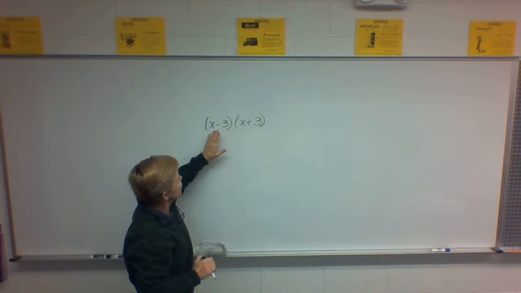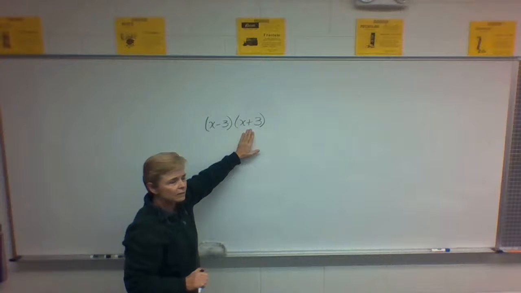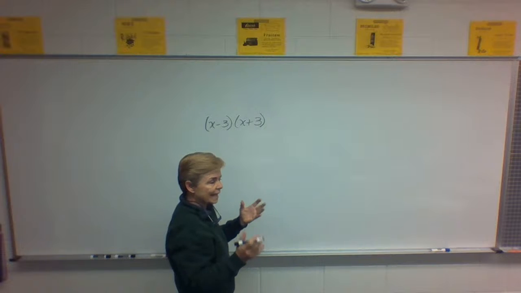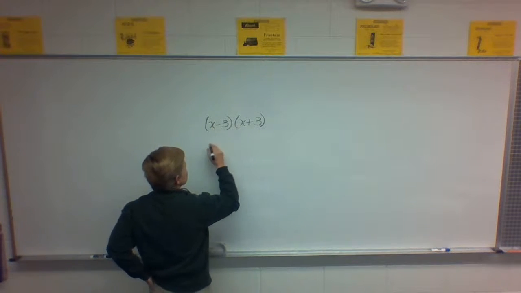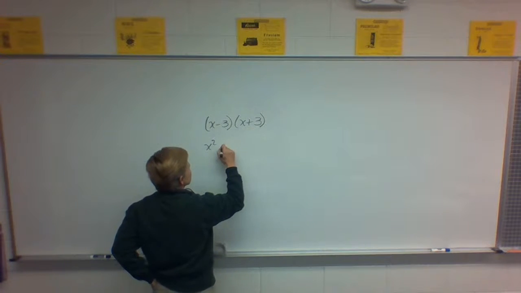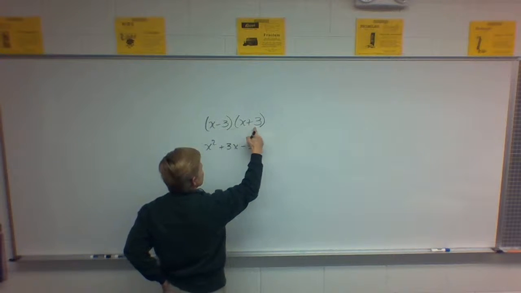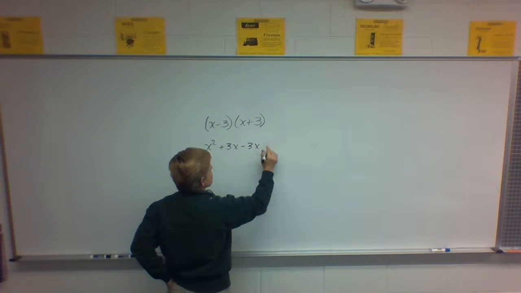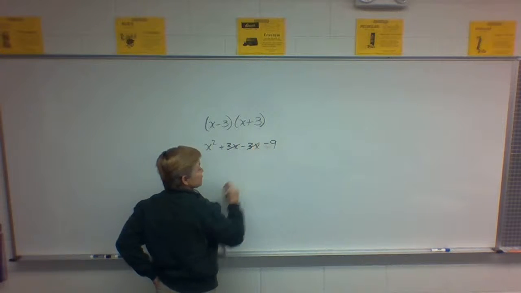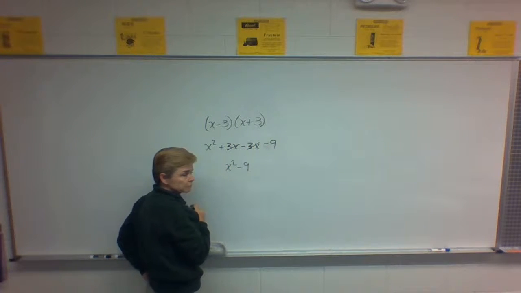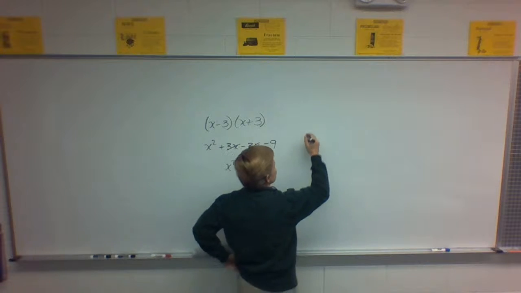And when you multiply a binomial by its conjugate, something cool always happens. The middle term adds out. Look, take x times x is x squared. X times 3 is 3x. Negative 3 times x is negative 3x. And negative 3 times 3 is negative 9. And these always add out. When you multiply conjugate pairs, you end up with x squared minus 9. You agree?